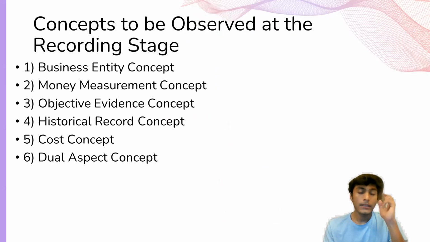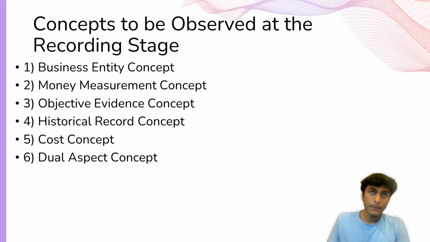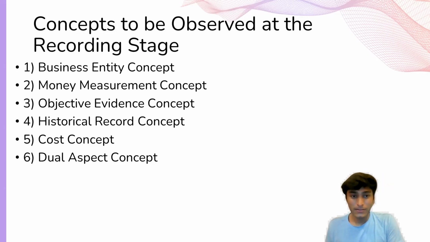Coming to the concepts to be observed at the recording stage, the first would be the business entity concept. That is, the business is a separate entity and the owner of the business is a separate entity. The owner's loan has a different entry and the business loan has a different entry. Then the money measurement concept, the objective evidence concept, and the historical record concept. The historical record concept is nothing but recording the transactions based on the historical operations of a business. The fifth is the cost concept, which is about fixing the price, and then the dual aspect concept.